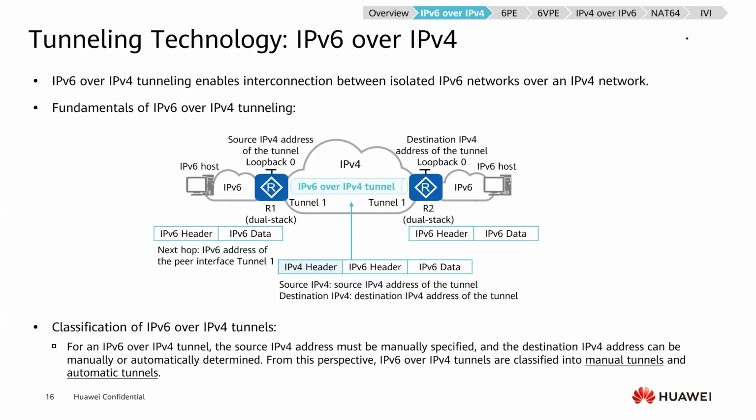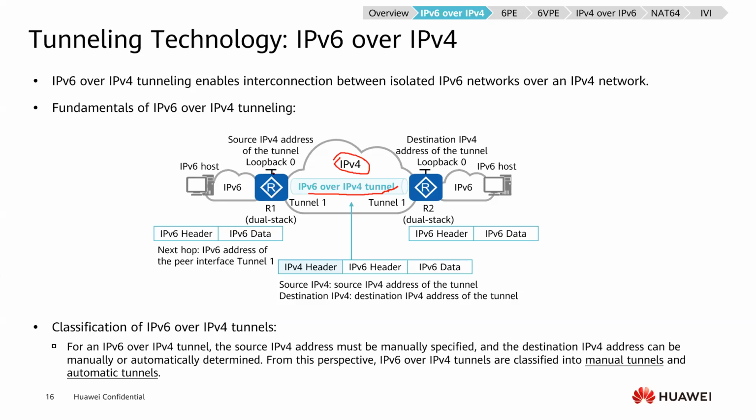First is the v6 over v4 tunnel. For v6 over v4, the tunnel part is just a bare IPv4 network, and over the v4 network we establish a tunnel, and in this tunnel we transfer the v6 traffic. That means we use the tunnel to connect isolated IPv6 networks.